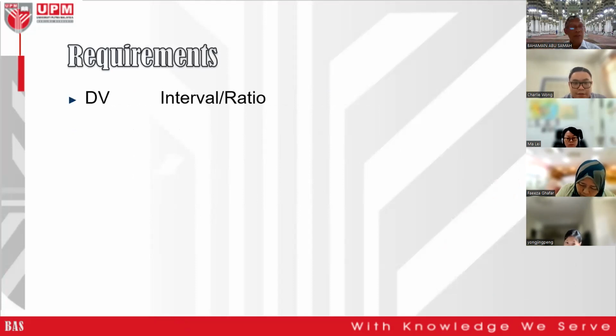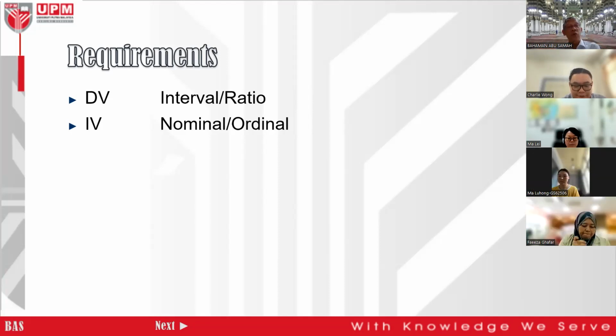Requirement: the DV must be interval or ratio, and your IV must be nominal or ordinal. In this case, it doesn't matter, the IV can be 2 categories or more than 2 categories, because when we go for factorial ANOVA, you can have 2 or more than 2 categories for your independent variable. Right? That will be the advantage. I mean, if it is only 2 categories for one-way analysis of variance, that will not be relevant, because if it is only 2 categories, you go for the independent sample t-test. But for factorial ANOVA, your independent variable can consist of 2 categories or more than 2 categories.